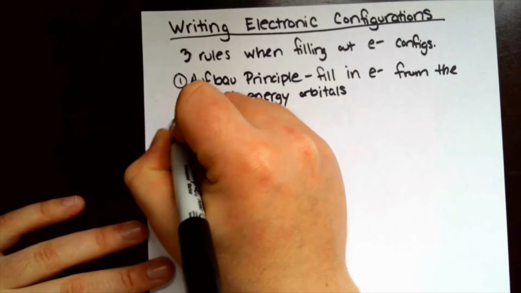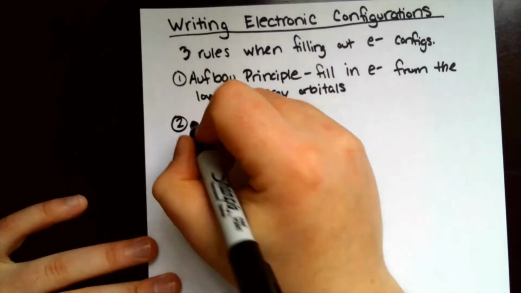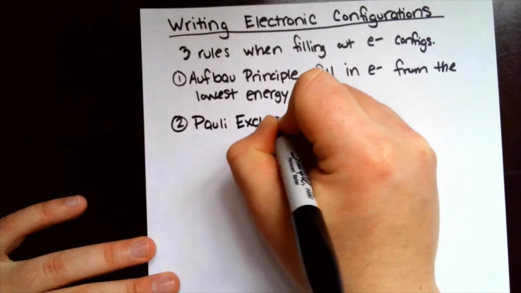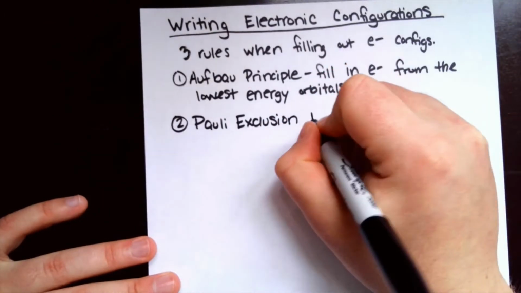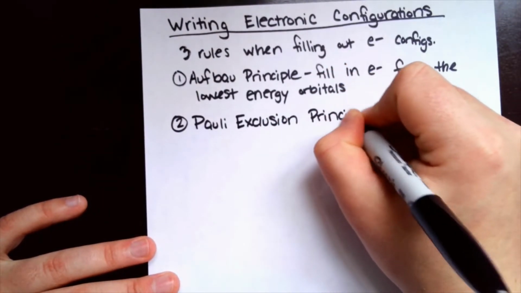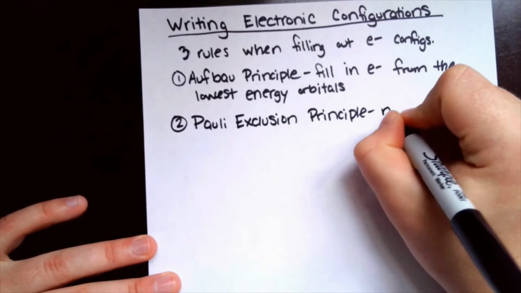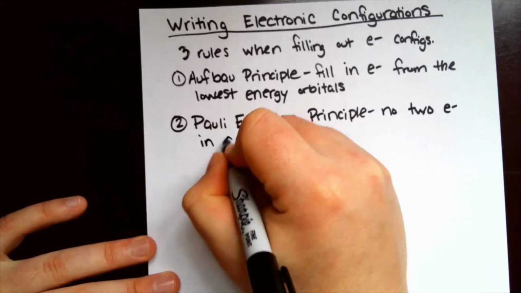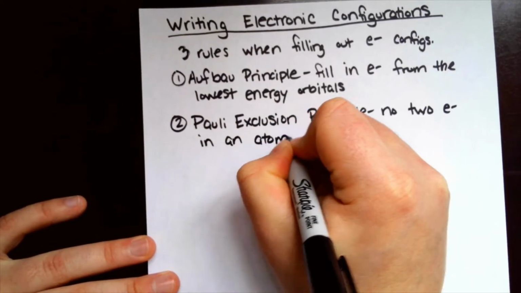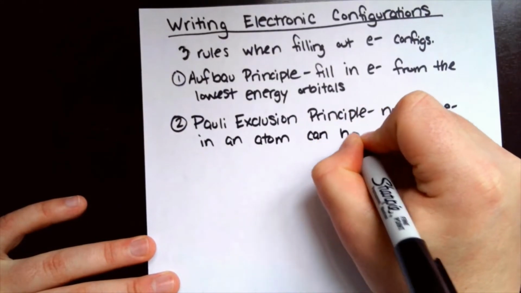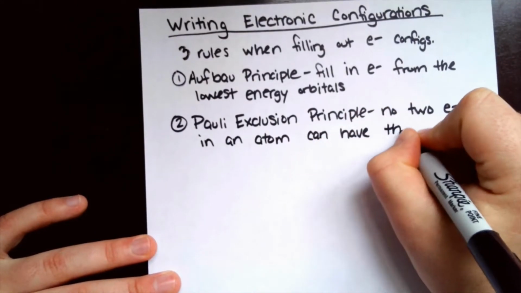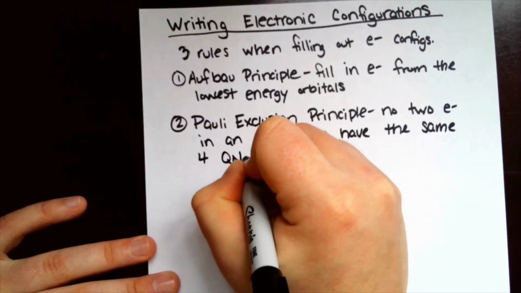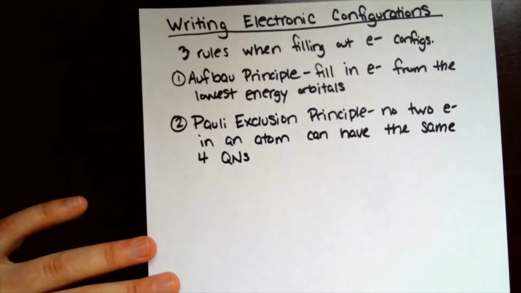The second important principle that you need to know is called the Pauli exclusion principle. And this says that no two electrons in an atom can have the same four quantum numbers. So hopefully this is pretty obvious for you to see why.